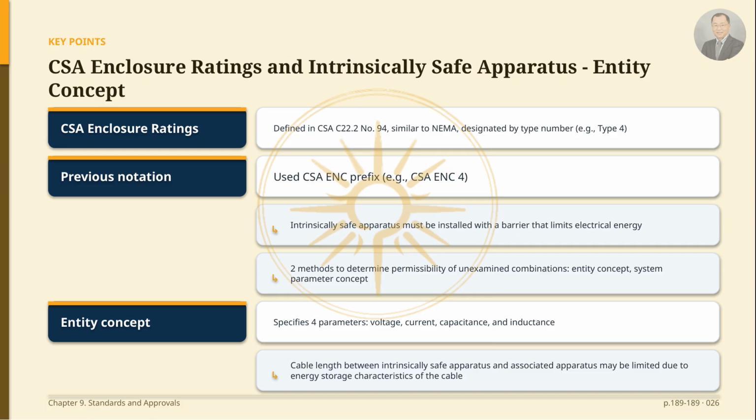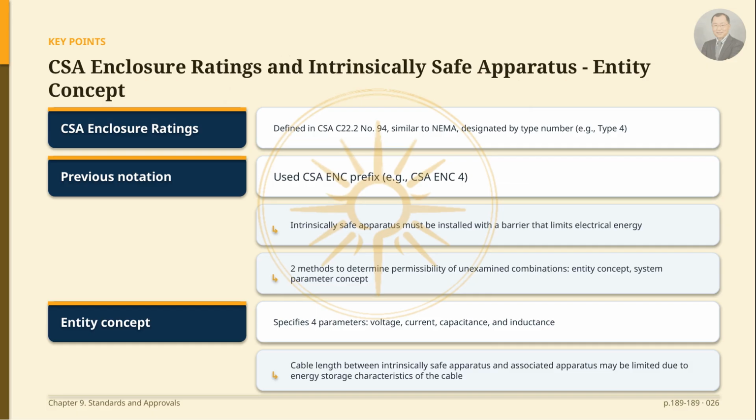Previously, they were designated with the prefix CSA-ENC, such as CSA-ENC4. Next, intrinsically safe apparatus must be installed with barriers that limit the electrical energy entering the equipment. There are two methods for determining acceptable combinations of intrinsically safe apparatus and connected associated apparatus, such as barriers, that have not yet been verified as a combination: the entity concept and the system parameter concept.